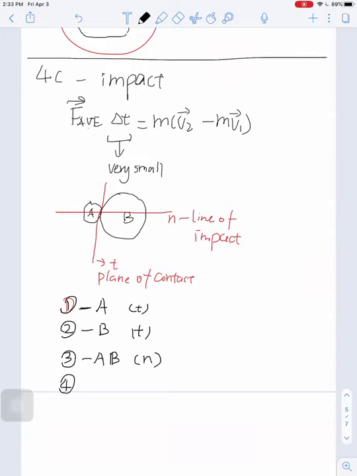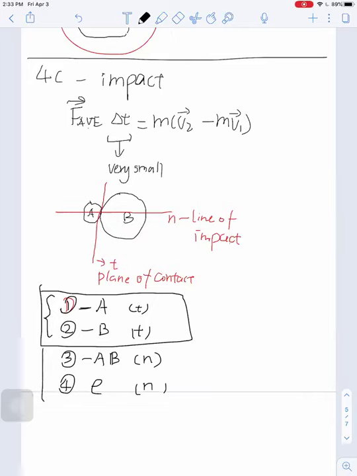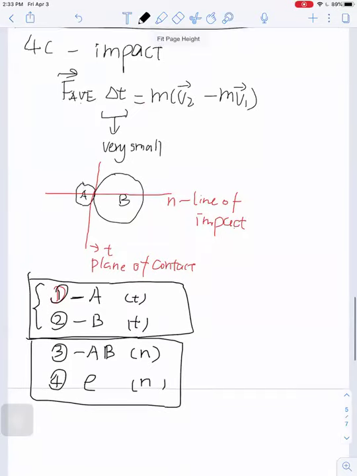And the fourth step we did for that impact problem is we used the coefficient of restitution, which is also in the N direction. If you go back and look at the notes, you'll realize the first two parts are both in the T direction, and 3 and 4 are both in the N direction. They're both very useful, but most likely you're going to use 3 and 4.